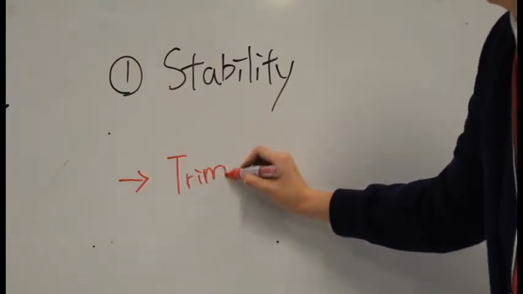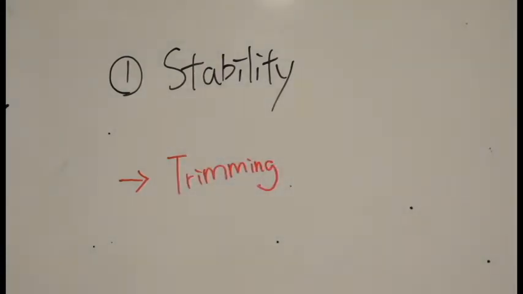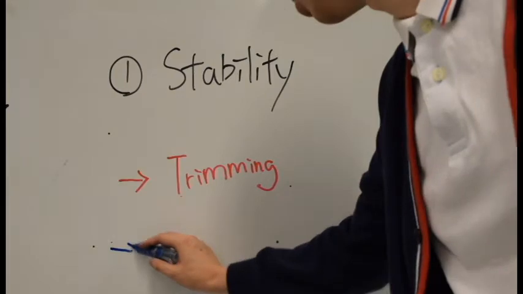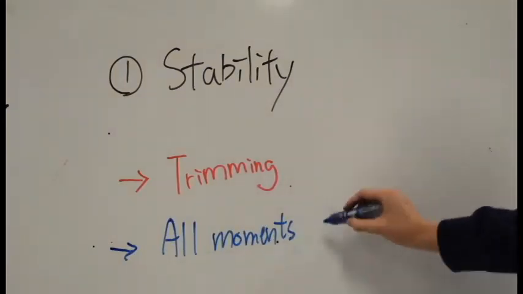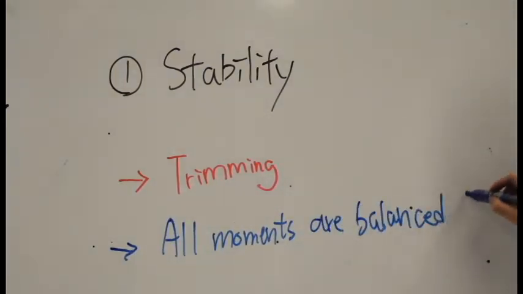Maintaining stability actually equals to one single word: trim. Trimming the aircraft means the aircraft is not rotating. In other words, all the moments in the free axis are balanced. It is very important to trim the aircraft in order to avoid stall and maintain a steady flight.